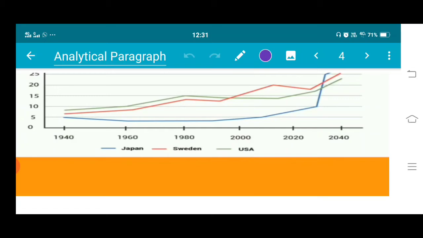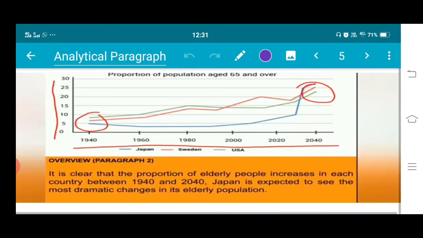So let's see how it is done. It is clear that this is the overview, right? The second paragraph means you will do after the introduction, and you have to change the paragraph here. So it is clear that the population of elderly people increases in each country between 1940 and 2040. And as I told you, Japan is expected to see the most dramatic changes in its elderly population.